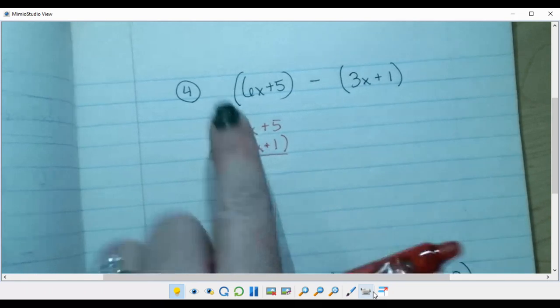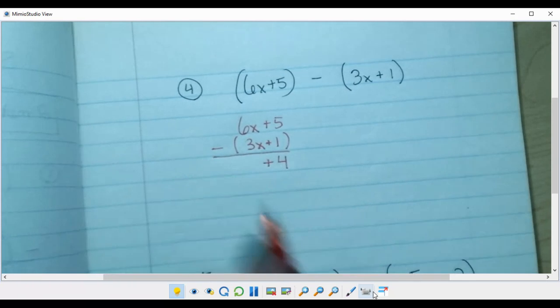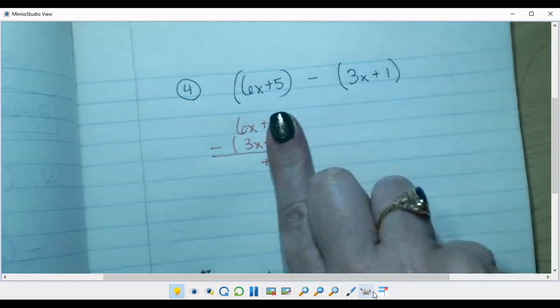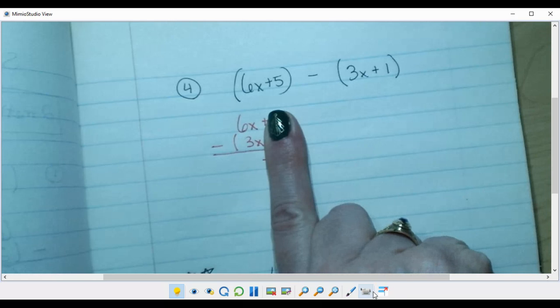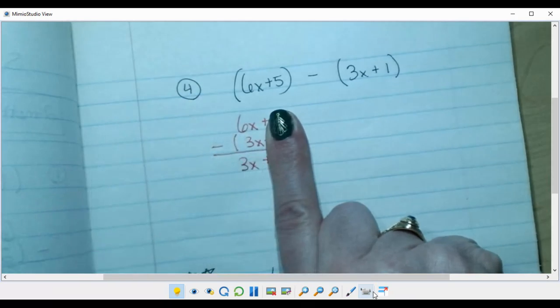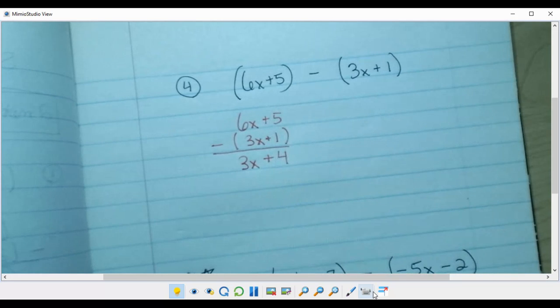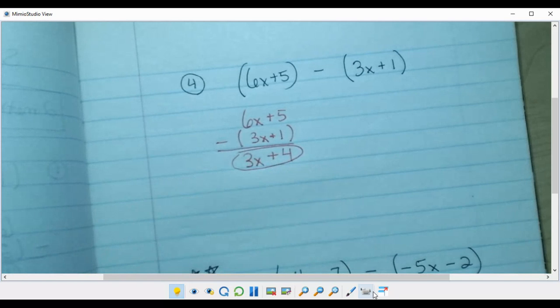What is 5 minus 1? It's 4. It's a positive 4, so we can put that plus. What is 6x minus 3x, or just 6 minus 3? It would be a positive 3x. I could put the plus in front, or I can just leave it. So my final answer is 3x plus 4. Done. And that was using the subtraction method.